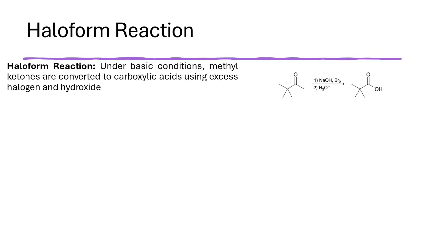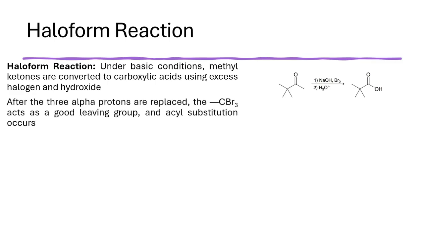Haloform reaction. Under basic conditions, methyl ketones are converted to carboxylic acids using excess halogen and hydroxide. After the three alpha protons are replaced, the CBr3 group acts like a good leaving group and acyl substitution occurs.